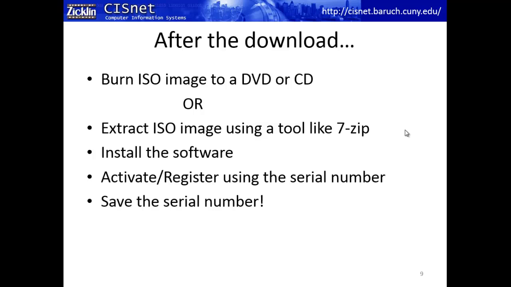Not only does it work with all different kinds of compressed files like zips and RARs and all these other types of formats, but it can also crack open an ISO file and extract all of those files into a directory. So either way, you're going home with a DVD that has all the files, or you're using something like 7-Zip to unpack all of the files onto your computer. You can then go ahead and install it. You're going to activate it or register it using the serial number. And just a reminder, save that serial number.